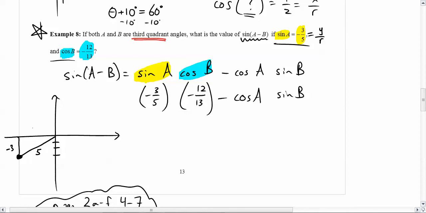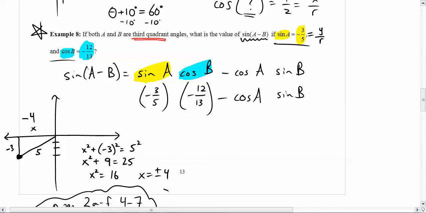Would I be able to find out the other side? Sure, I can use x squared plus y squared equals r squared. So x squared plus 9 is 25. So x squared is 16. So x is positive or negative 4. And because I'm in the third quadrant, I'm on the negative part of the x-axis, I must take the negative answer. So x is negative 4 because it's the third quadrant.